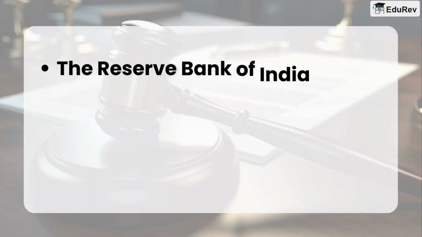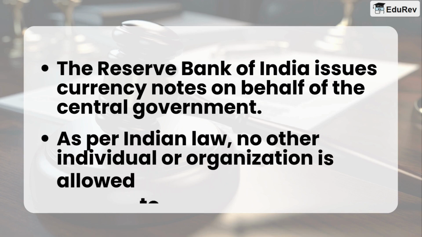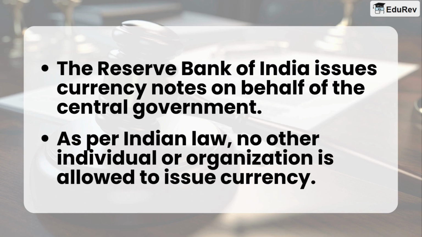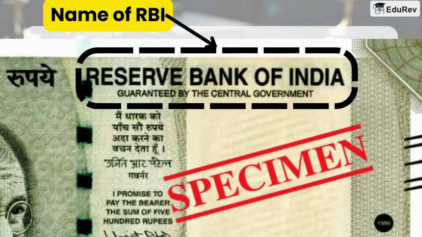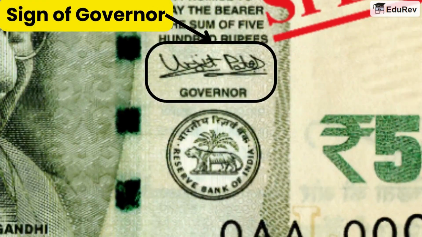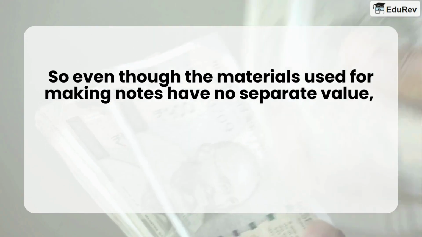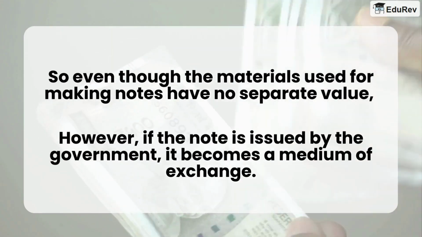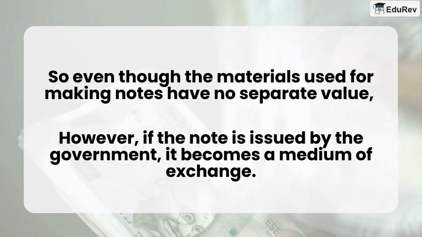The Reserve Bank of India issues currency notes on behalf of the central government. As per Indian law, no other individual or organization is allowed to issue currency. The name of Reserve Bank of India is printed on all notes as shown in the picture. We can also see the sign of governor on the notes. So even though the materials used for making notes have no separate value, if the note is issued by the government, it becomes a medium of exchange.